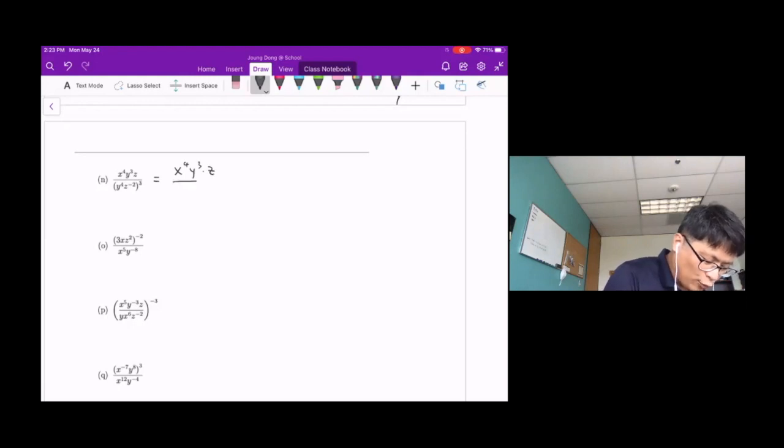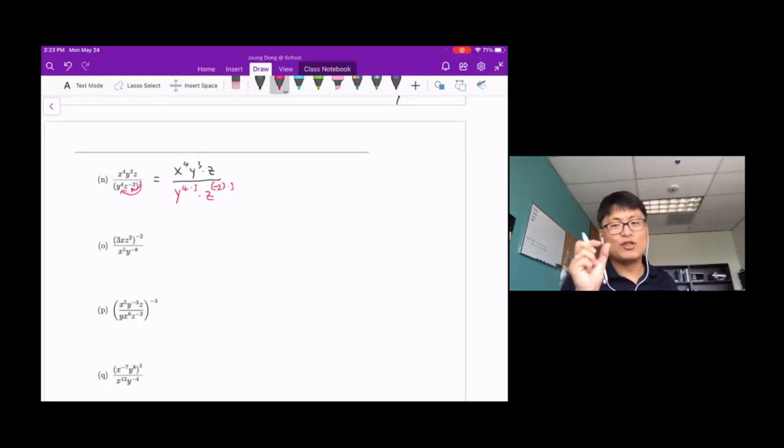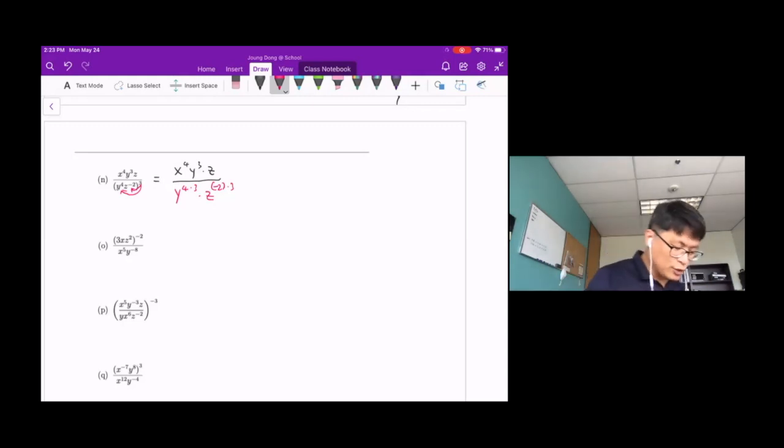And over, as I told you, this cubed will be distributed, right? It will be y to the 4 times 3 and z to the negative 2 times 3. Whenever you have a negative number, I strongly recommend using the parentheses. Otherwise, you can easily make a mistake, okay? So we are here now, okay? It is equal to x to the 4, y cubed, and z over y to the 12 and z to the negative 6.